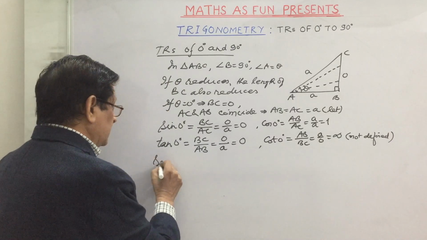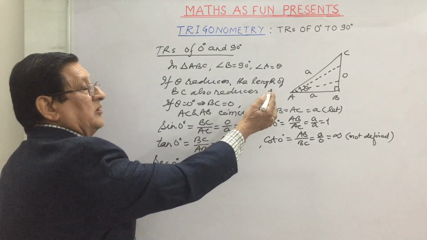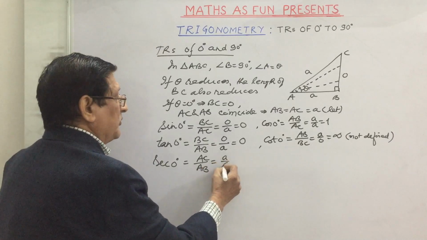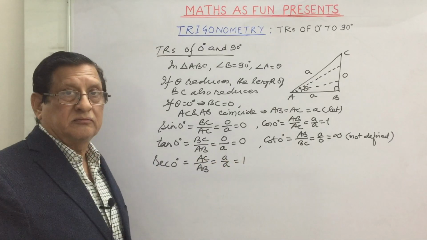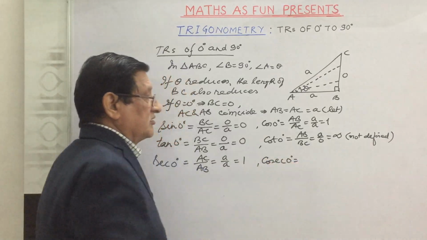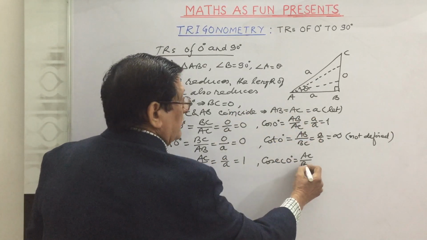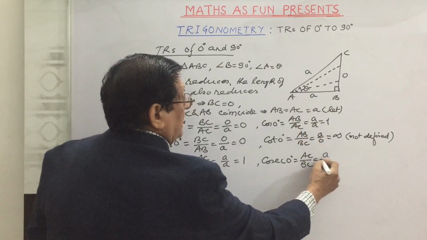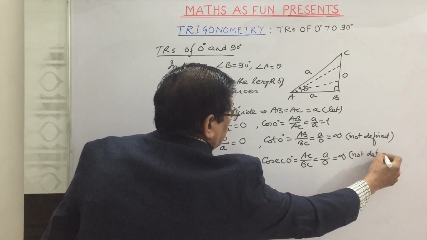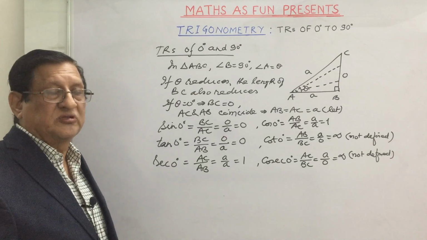Then we go for sec 0 degree. Sec 0 degree is hypotenuse upon base. Hypotenuse is AC, base is AB, that comes as A upon A. So the value of sec 0 is 1. Then cosec 0 degree is hypotenuse upon perpendicular. Hypotenuse is AC, perpendicular BC, AC is A, BC is 0, and that is not defined, we can say, or infinite. So we could get the values of trigonometrical ratios of 0 degree.